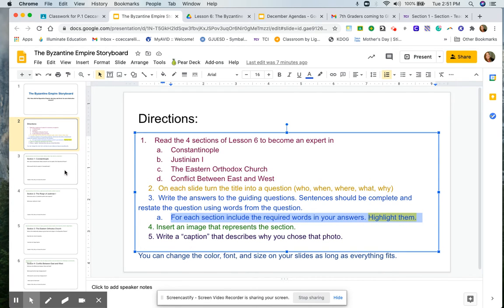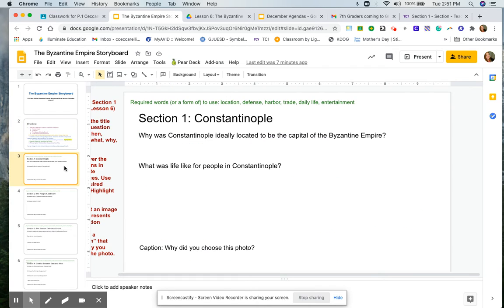Let me show you what that looks like on the slide. On slide number 3, the required words are at the top. These are the required words, or a form of them, to use in your answer to these 2 questions. You need to use for this slide the words location, defense, harbor, trade, daily life, and entertainment. These will be multiple sentences to answer these questions. A 1-sentence answer will not be enough to complete this assignment correctly, okay? When you use each of these words in your answer, you need to highlight it.